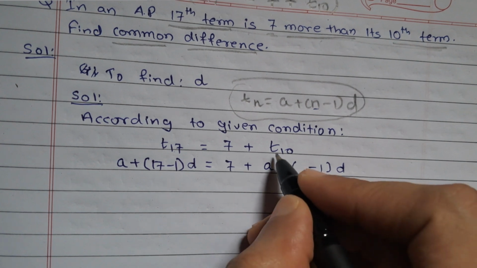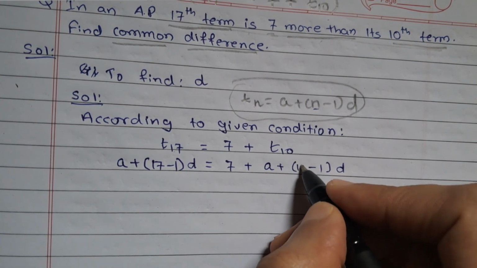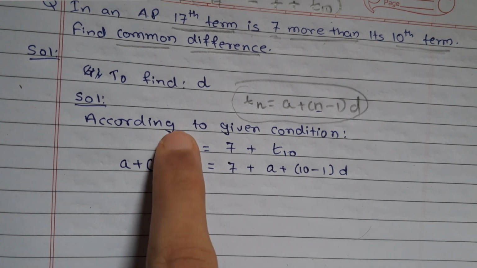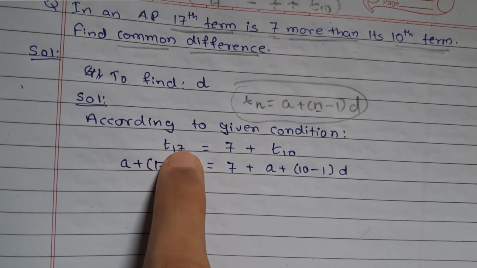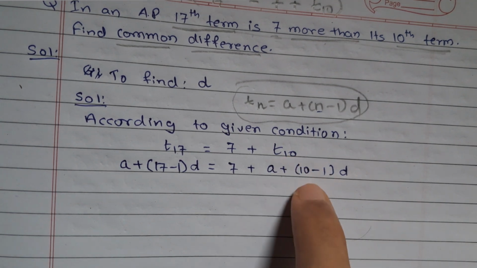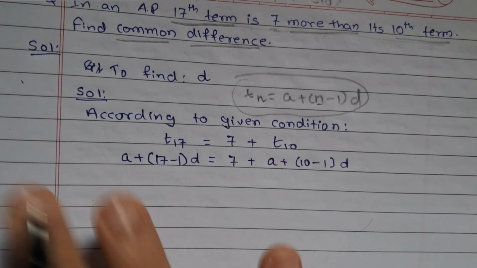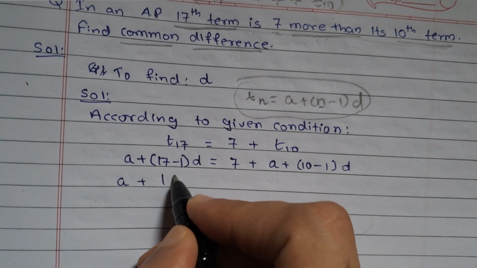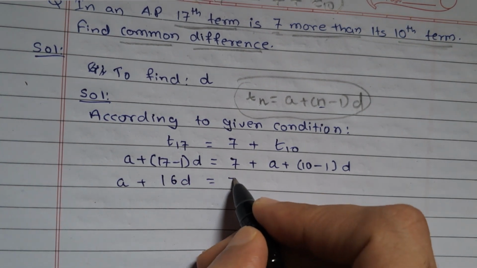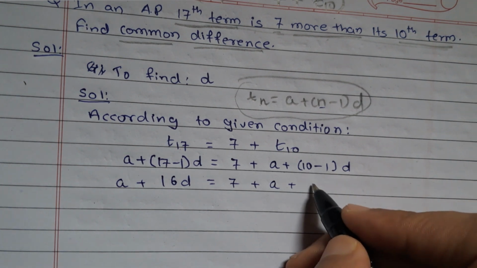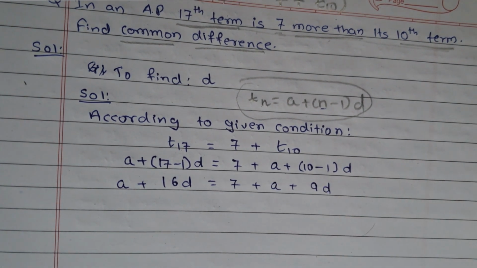But it is not Tn, right? It is T10, so it should become 10 minus 1 into D. Simple as that. I used the formula of Tn over here, and instead of N, I wrote 17. Here also I used the formula of Tn, and instead of N, I wrote 10. Let's wrap up this answer. So this will be A plus 17 minus 1 is 16D. 7 will remain 7. A will remain A. 10 minus 1 is 9, and this will be D.